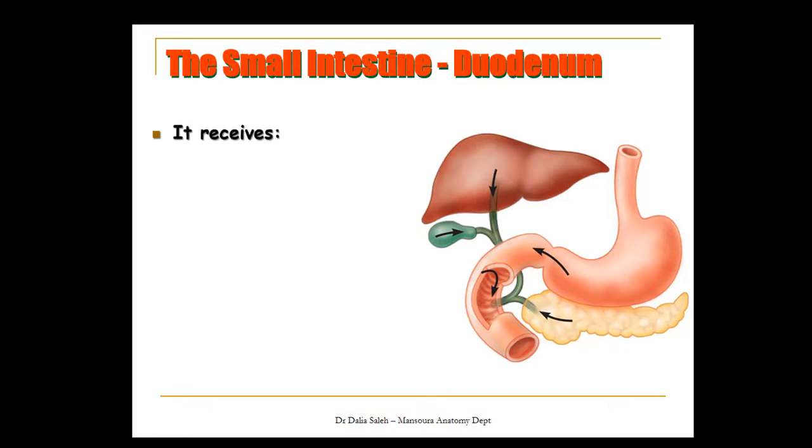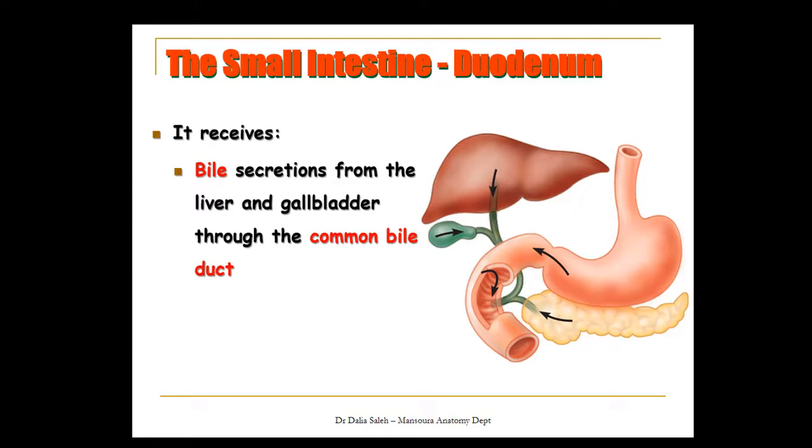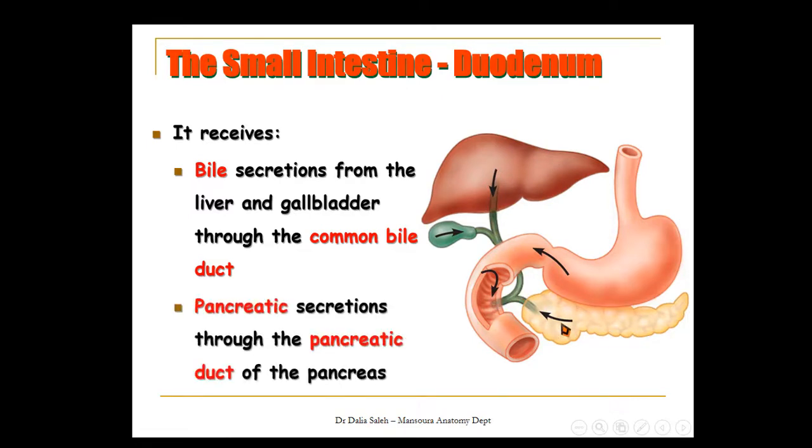For the duodenum, we need to know that it receives the opening of the common bile duct. So it receives bile secretions that come from the liver and the gallbladder here. The bile is formed inside the liver, stored inside the gallbladder, and enters through the common bile duct into the duodenum. Also, it receives pancreatic secretions that come from the pancreas through the main pancreatic duct.